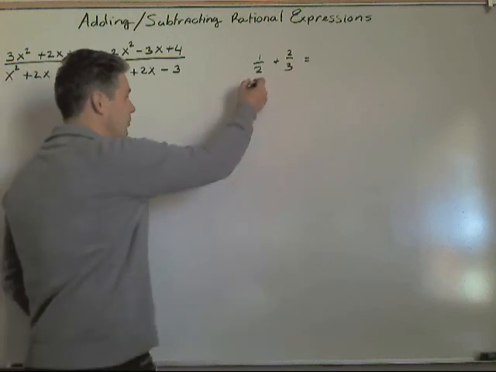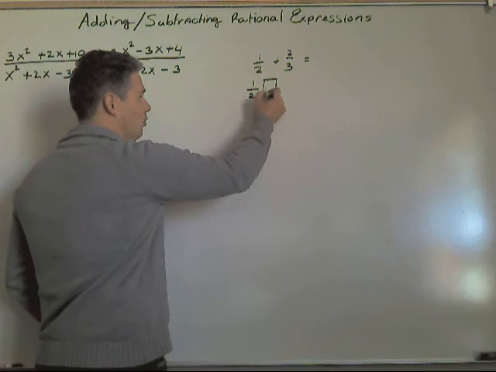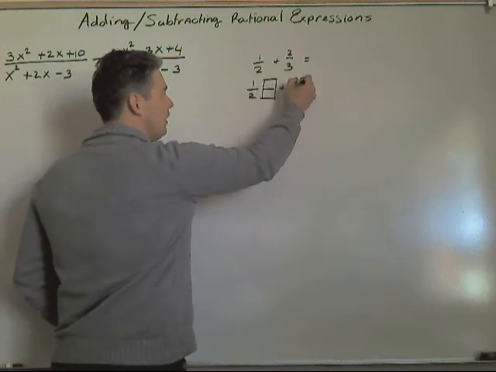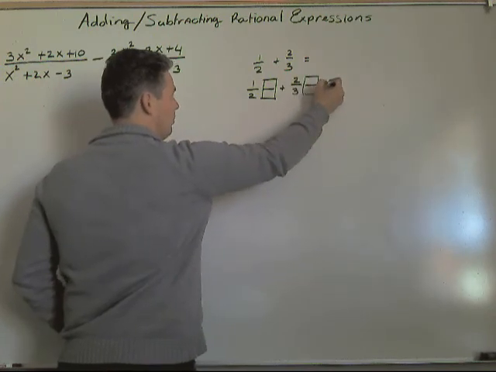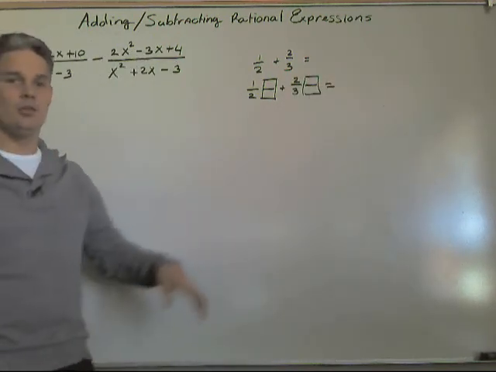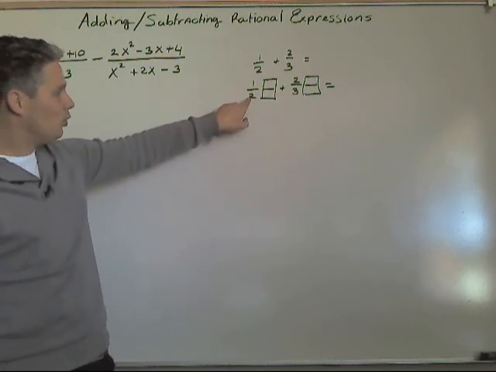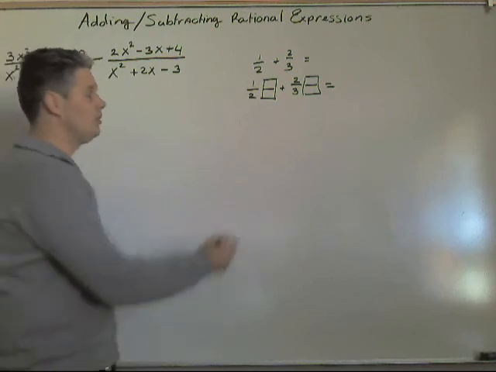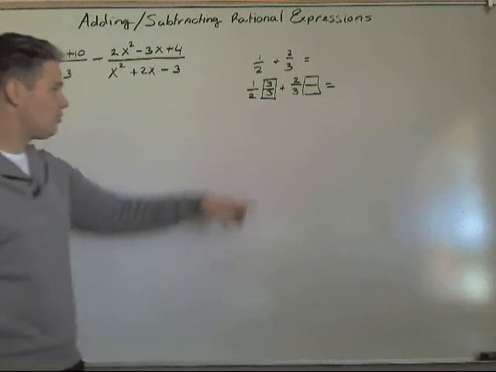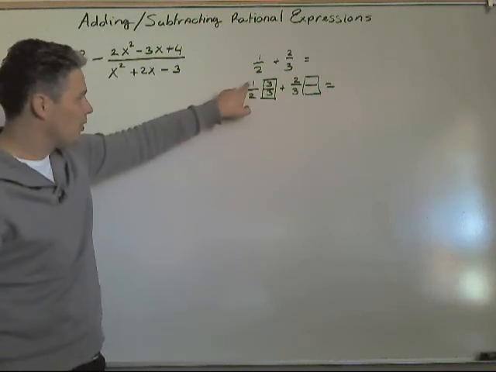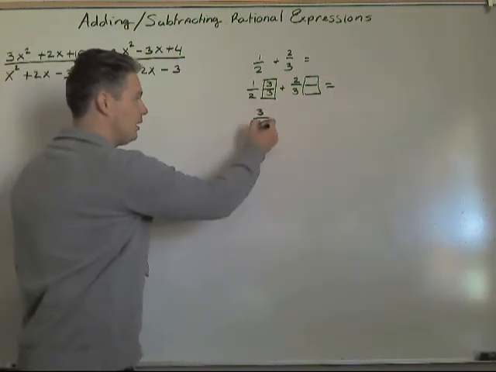So what we did, we took the 1/2 and multiplied that by a form of 1, and we took the 2/3 and also multiplied that one by a form of 1. The goal here is to create common denominators. The least common multiple between 2 and 3 is going to be 6. So here I'm going to multiply both the numerator and denominator by 3, because when I multiply these, I get 1 times 3, that is 3, and 2 times 3, that is 6.